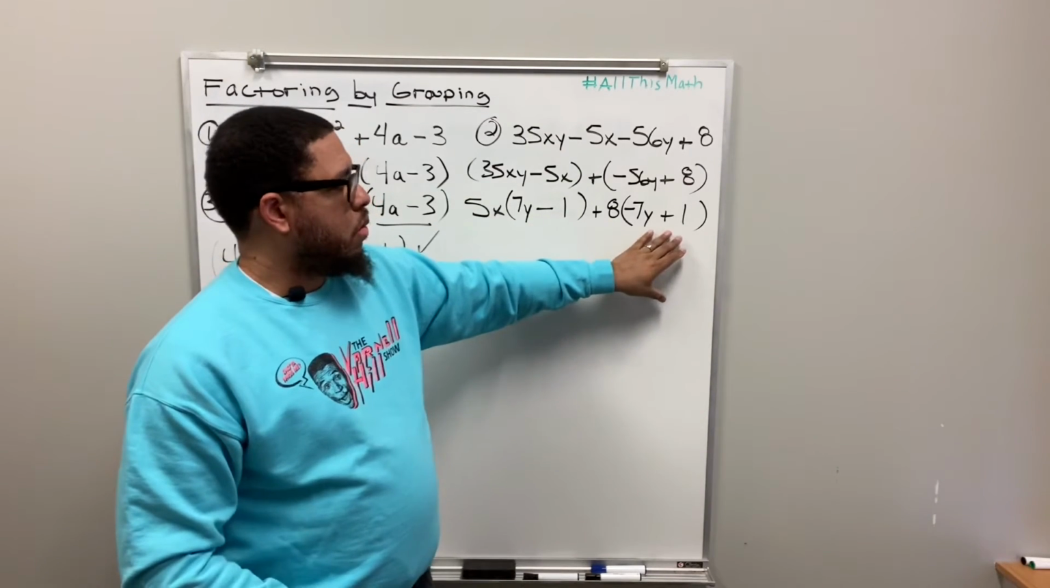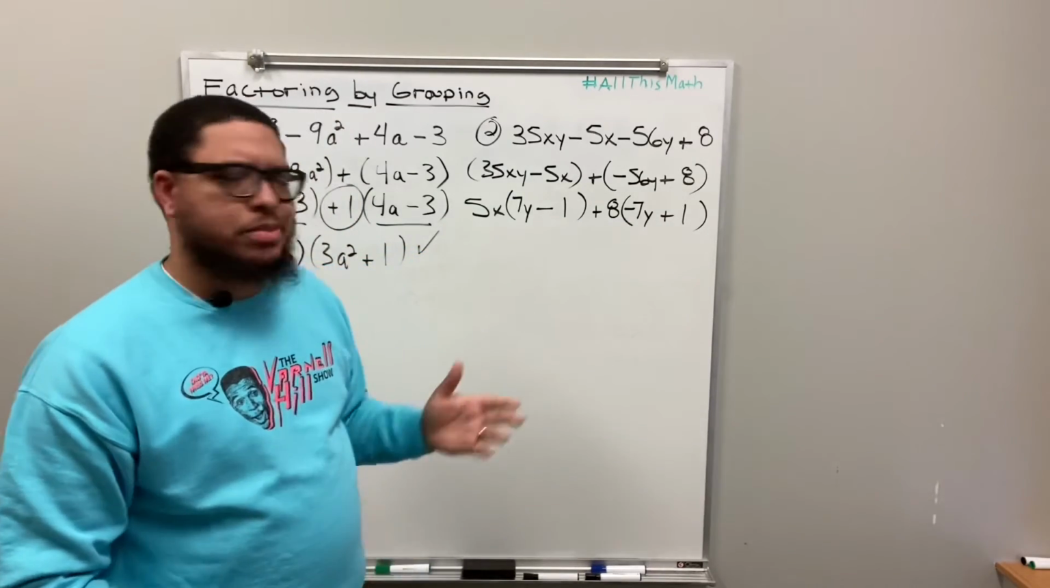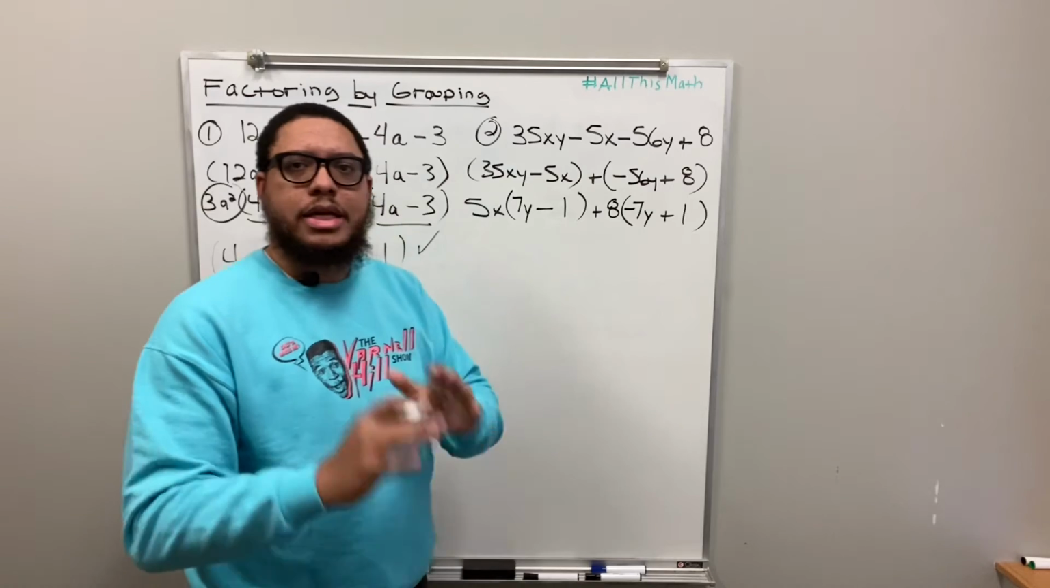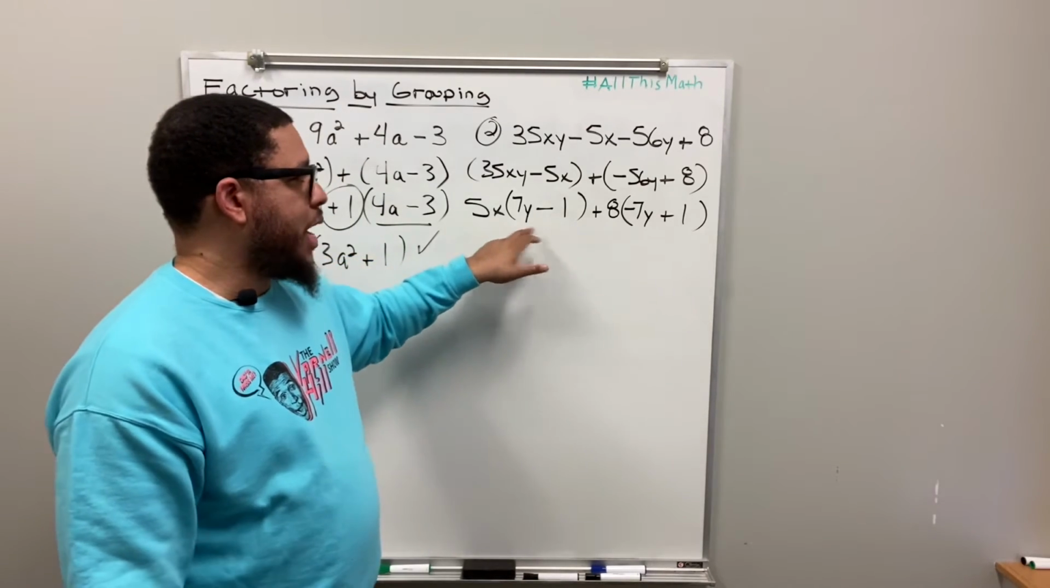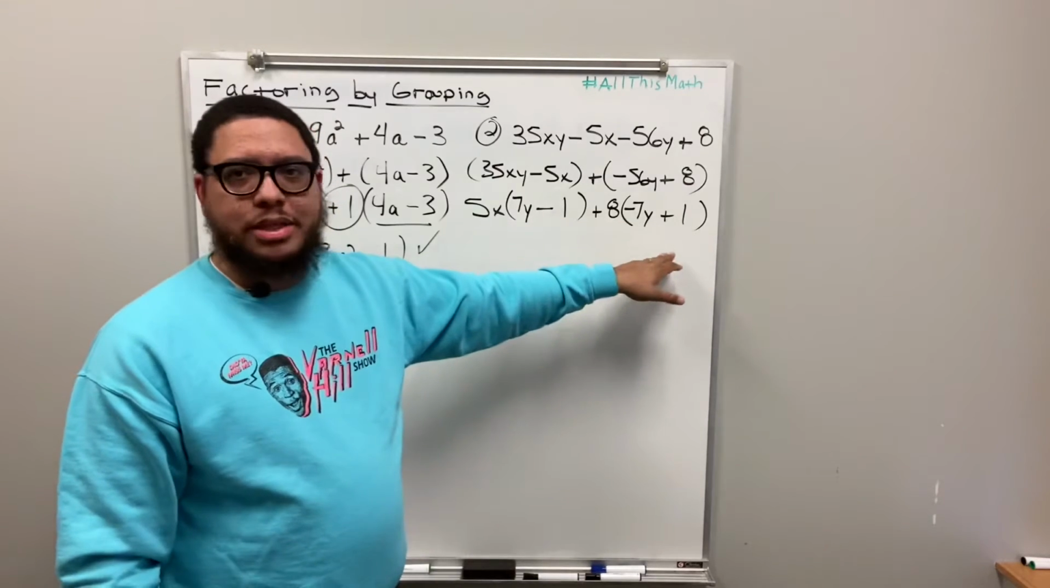I got negative 7y plus 1 right here. Now you might be thinking, oh, but it's the same though. They both got 7y and 1. Nah, they not the same. Positive 7y is not the same thing as negative 7y. A positive is not the same thing as a negative.